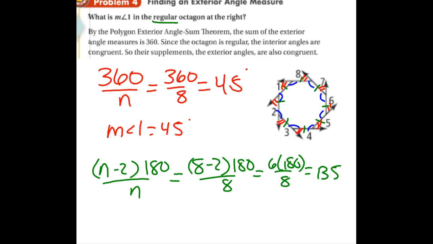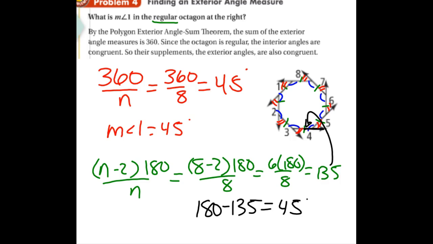And you'd be like, wait, but 135 and 45 are different. Yes, because 135 is the measure of one of those blue angles. You can see that the blue and the red angle make a straight line, so if you go 180 minus 135, you will in fact get 45 degrees. Now, you can see one of these was much faster than the other. That's why we have this exterior angle theorem.